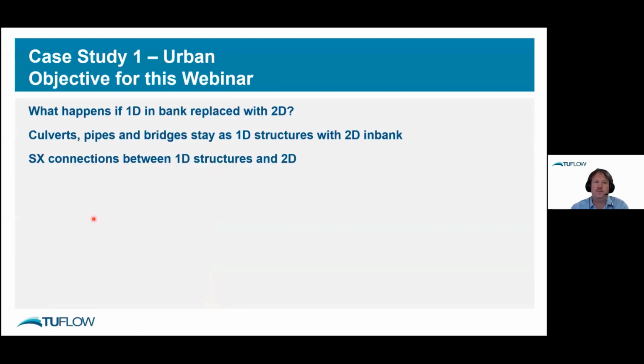So what happens if we replace that 1D in-bank with 2D? In this case, I'm leaving the culverts and pipes and bridges as 1D structures within that 2D, and linking those dynamically. In TUFLOW terminology, that would be an SX connection, which is a flow boundary to the 2D cells and a water level boundary to the 1D, so a dynamic connection between those.